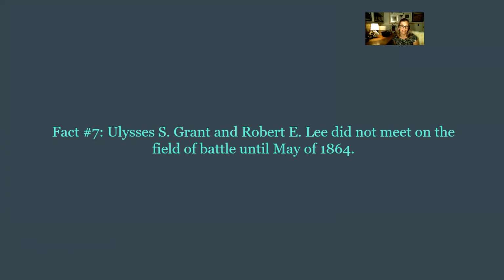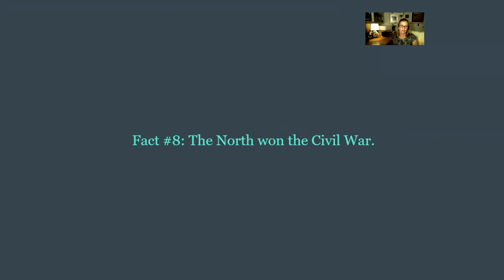Fact number 7, Ulysses S. Grant and Robert E. Lee did not meet on the battlefield until May of 1864, near the end of the war. Fact number 8, this is undisputed, the North won the Civil War.